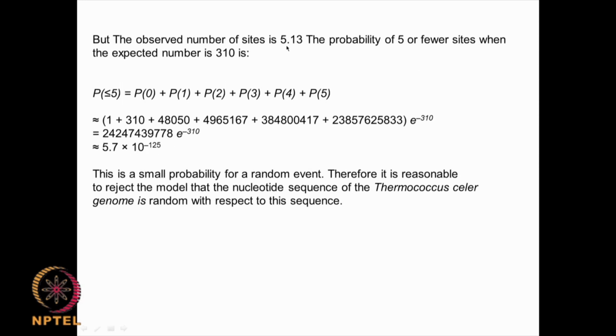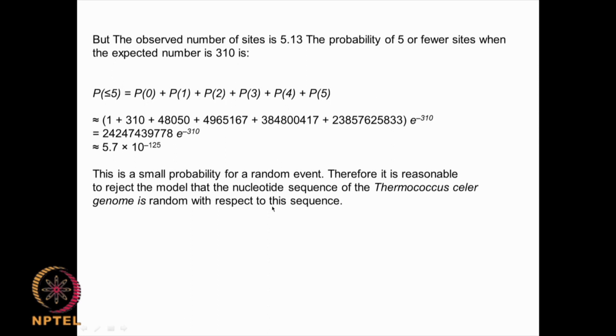125. But what is observed, the observed number of sites is 513, which is very big. So, obviously it is not a random event, because if it is a random event you should get this as a probability, but actually you are observing 513, that is at least 5 or fewer sites. Therefore, it is reasonable to reject the model that the nucleotide sequence of the thermocochlear cellular genome is random with respect to the sequence.